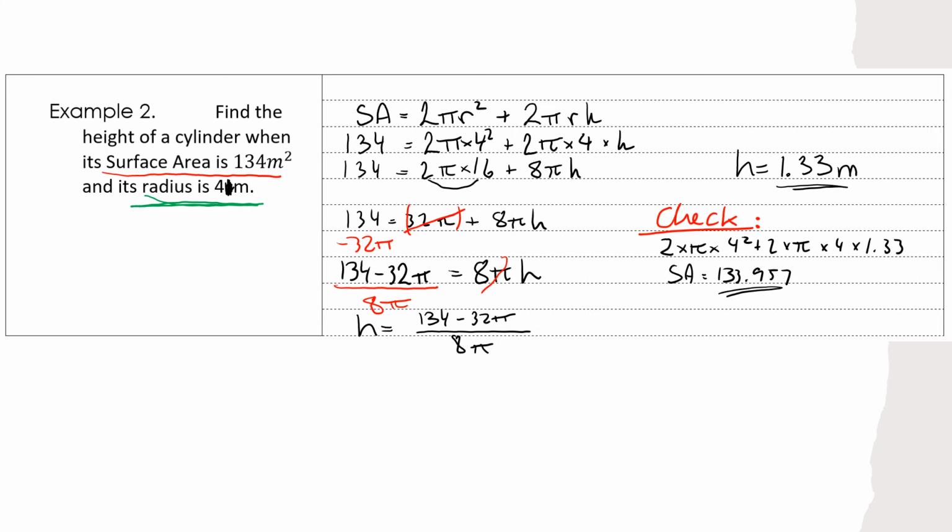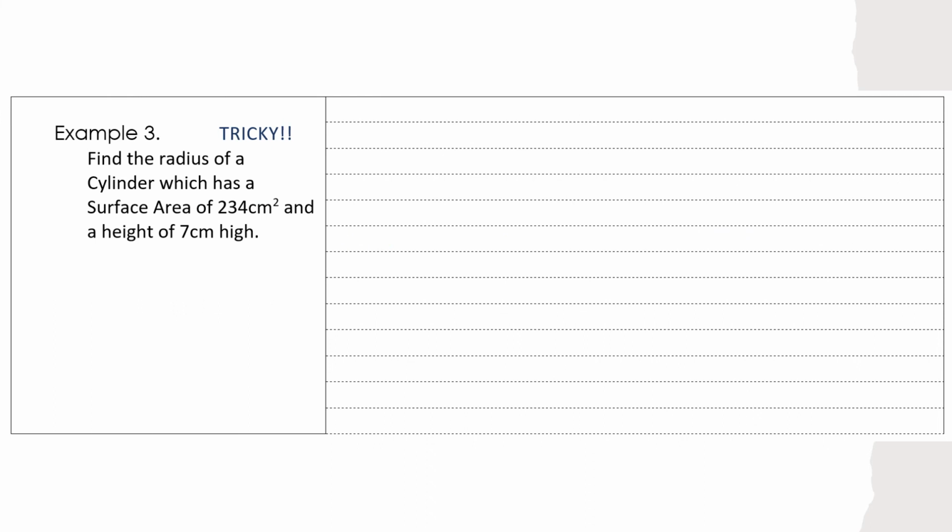Let's go into our last example for the lesson. Example 3, and as we can see here, it's got a little tricky note next to it, so let's be nice and careful as we do this one. Find the radius of a cylinder which has a surface area of 234 centimeters squared and a height of 7 centimeters. Okay, so start the same. We write our formula. Surface area is 2 circles, so 2 lots of pi r squared plus the area of the rectangle. So it's 2 pi r times h.